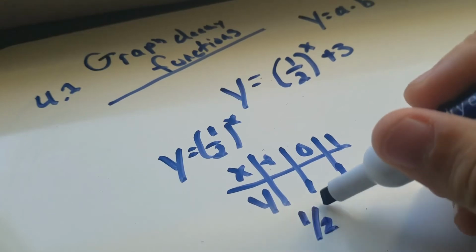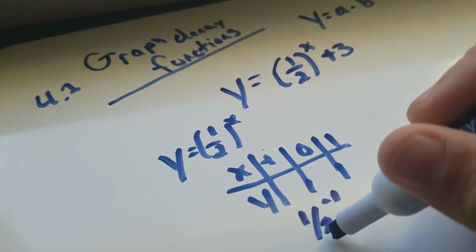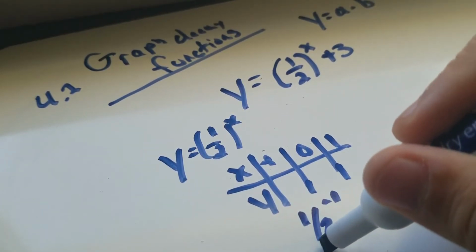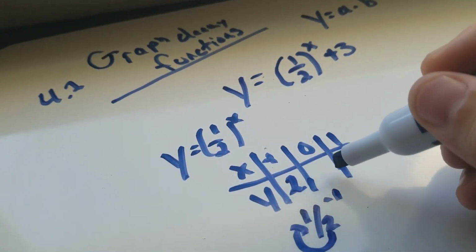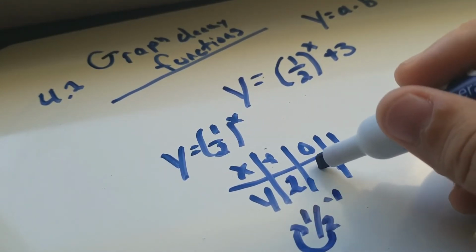1/2 to the -1 power. Like I said, if you're on top, you go down. So if you're down, you go up. So this is going to be a 2. 1/2 to the 0 power. 1/2 to the 0 power is 1.